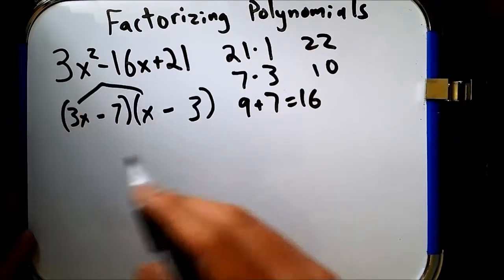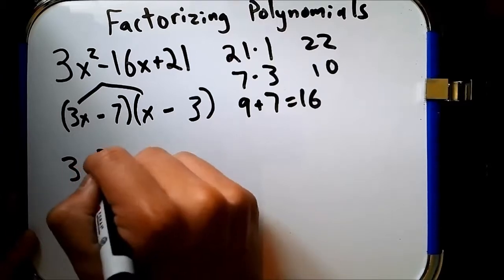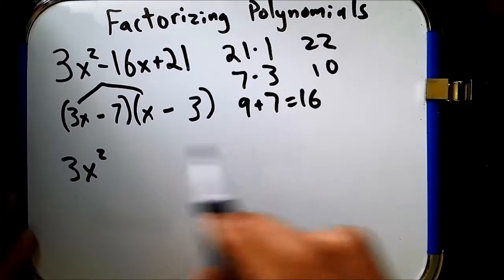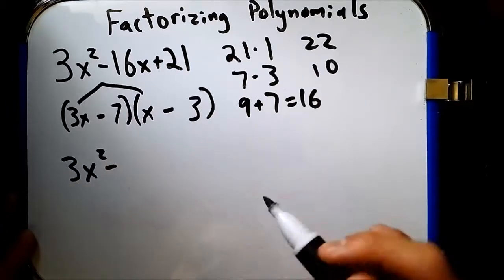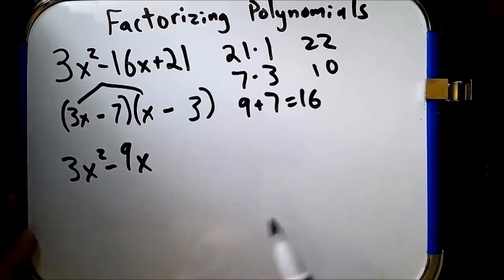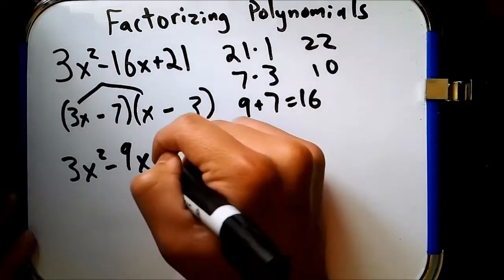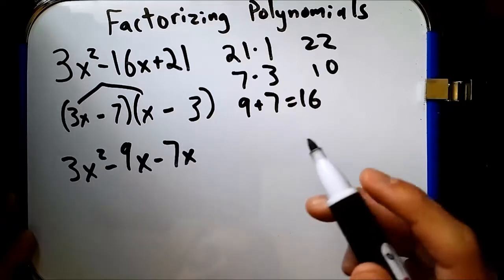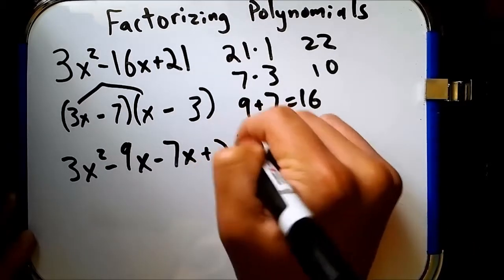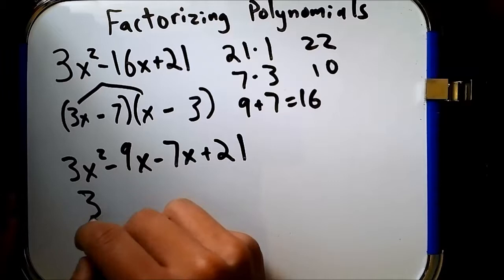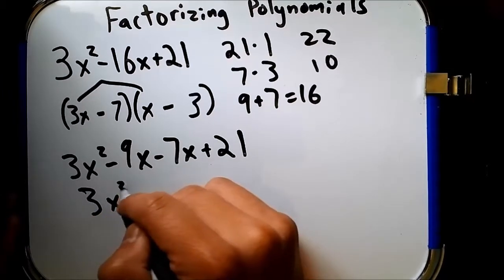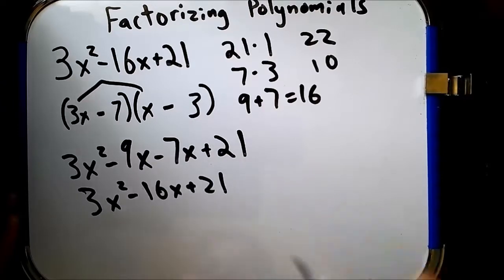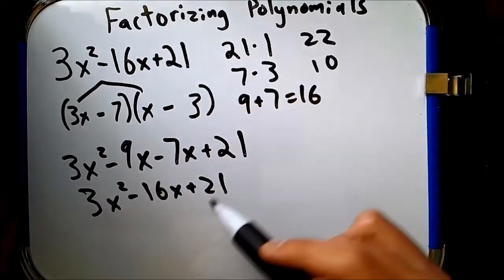So we got the first term here, 3x squared, seems to be matching already. And then we got the outside term, minus 9x. Then we got the inside term, minus 7x. And then we have the last term, plus 21. Now we can see that we can rewrite this as 3x squared minus 16x plus 21. So we can see that these do in fact match.